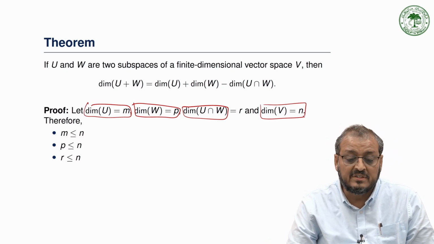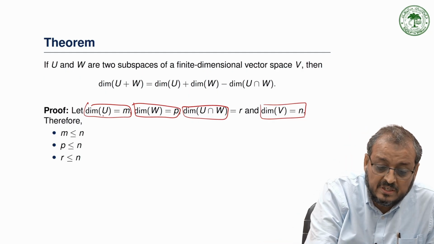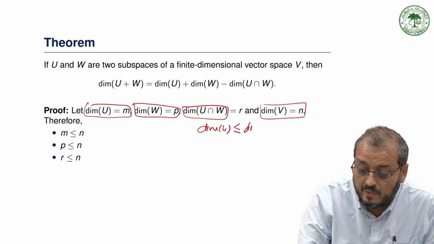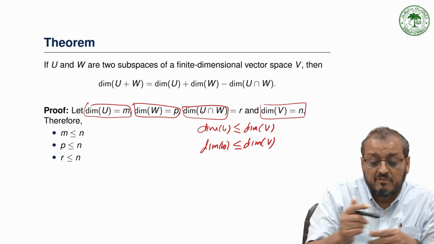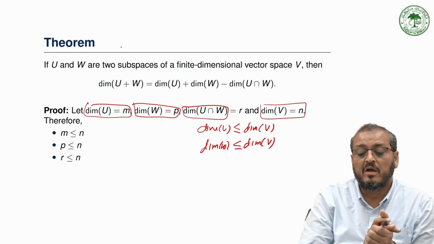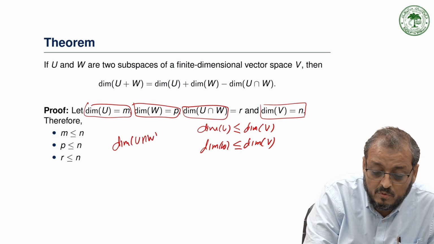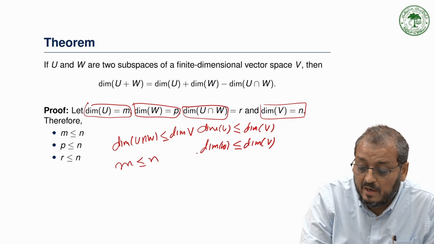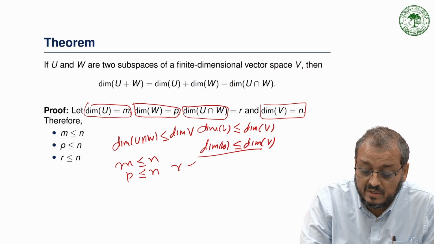By the previous result, if we have a finite dimensional vector space, then any subspace has dimension at most that of the space. U is clearly a subspace of V, so dimension of U is less than or equal to dimension of V, and W is also a subspace of V, so dimension of W is also less than or equal to dimension of V. And we proved a result that if U and W are subspaces of any vector space V, then the intersection of the two subspaces is again a subspace. So dimension of U intersection W is also less than or equal to dimension of V. So M is less than or equal to N, P is also less than or equal to N, and R is also less than or equal to N.